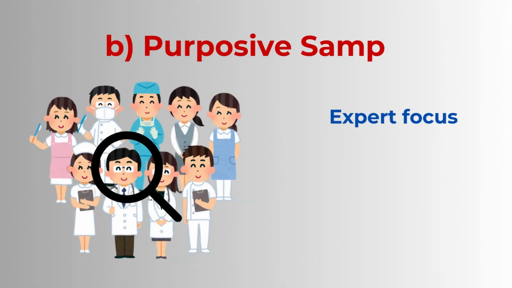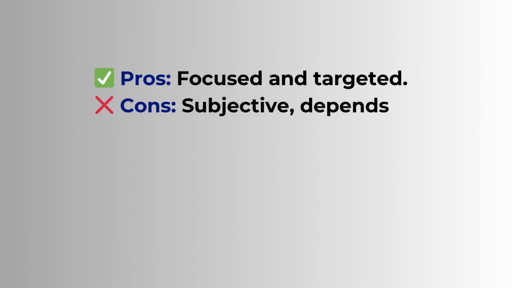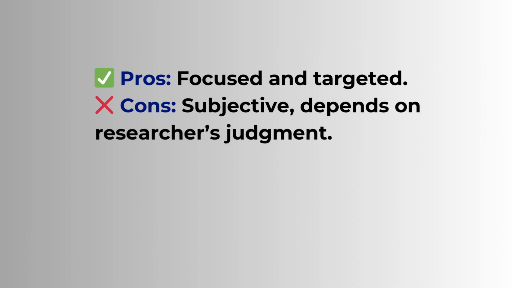In purposive sampling, the researcher chooses people they believe will provide the best insights. Example, interviewing only doctors for a study on hospital efficiency. Its pros, it is focused and targeted. And cons, subjective, depends on the researcher's judgment.